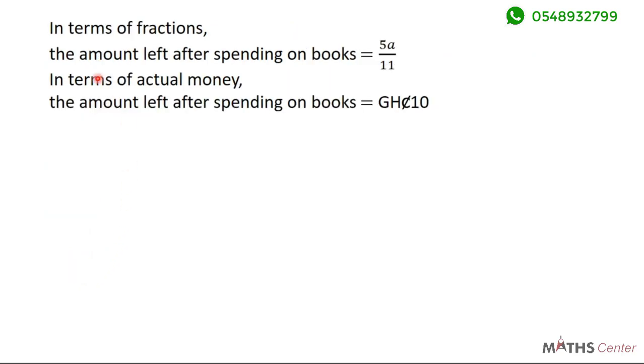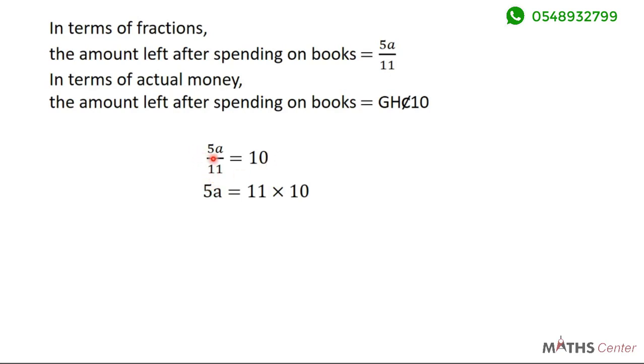The question told us that in terms of actual money, the amount of money he had after spending on books is 10 Ghana cedis. We have found that in terms of fractions, the amount of money he had after spending on books is 5a over 11. So we can equate these two. So we equate 5a over 11 to 10. We multiply both sides by 11.